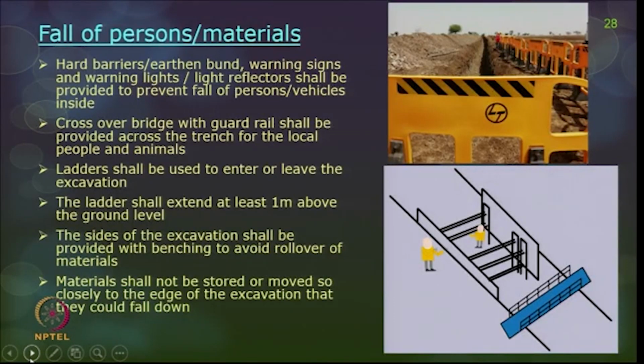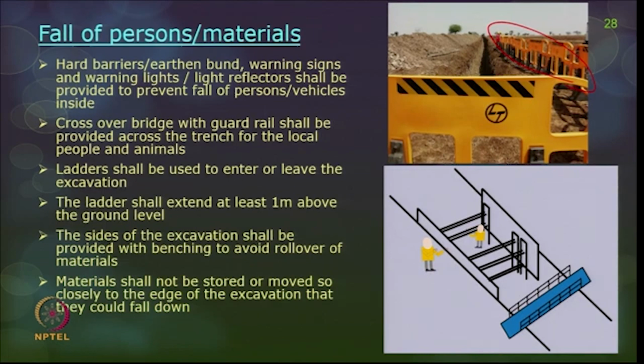IS codes have given guidelines on safety precautions to prevent the fall of persons and materials. Hard barriers or earthen bund, warning signs, and warning lights shall be provided to prevent the fall of persons or vehicles inside. A crossover bridge with guardrails shall be provided across the trench for local people and animals. So, you should prevent anyone from falling into the pit. Ladders should be used, which I will show in the next slide, to enter or leave the excavation, and the ladder shall extend 1 meter above the ground level.